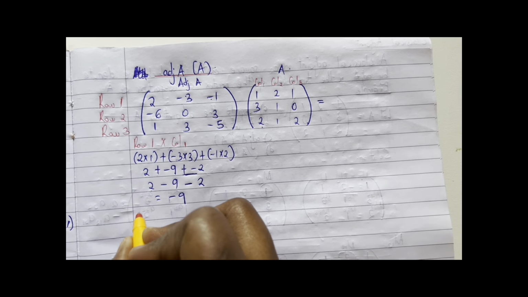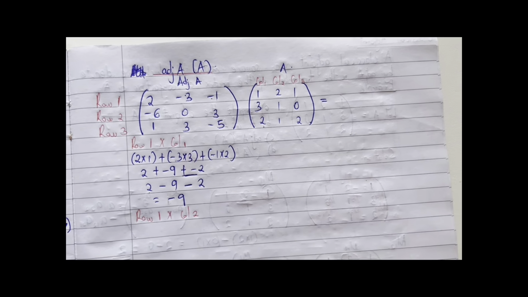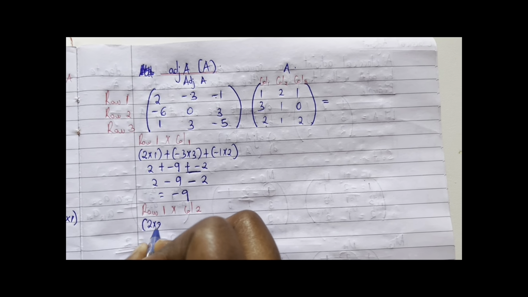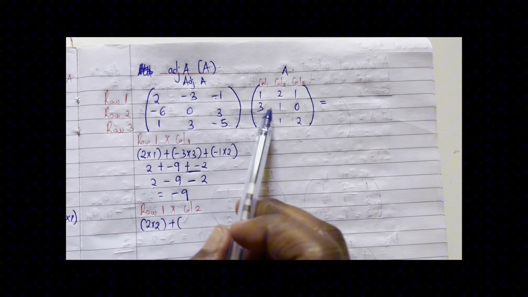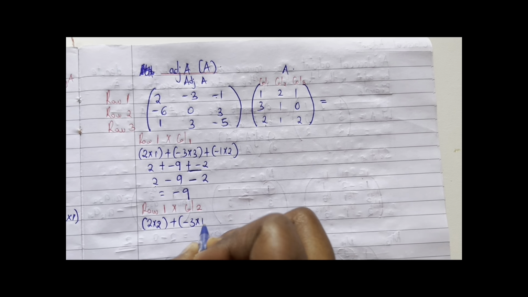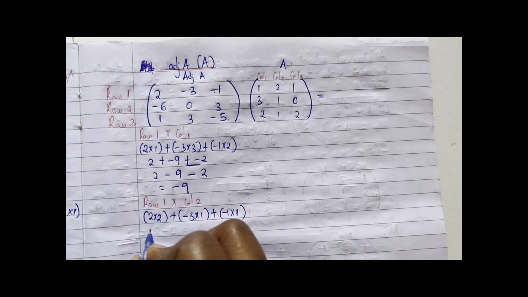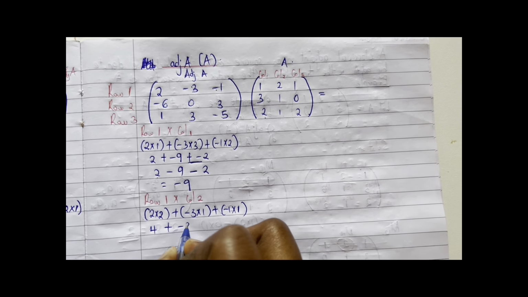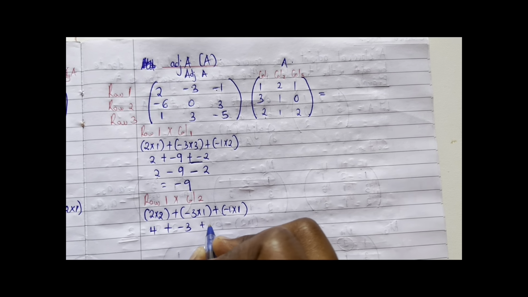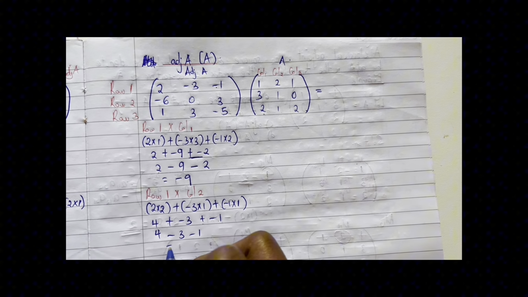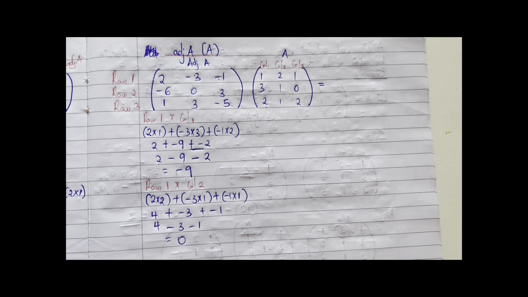Then we move to row 1 times column 2. So 2 times 2 plus negative 3 times 1 plus negative 1 times 1, 4 plus minus 3 plus minus 1. So we have 4 minus 3 minus 1. We have 4 minus 4, so it's 0.